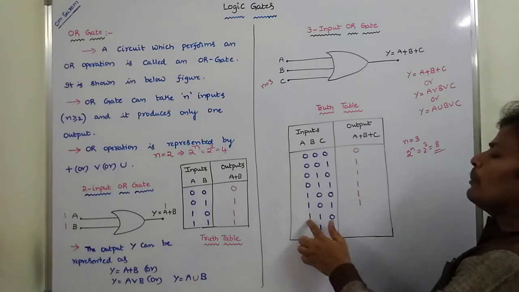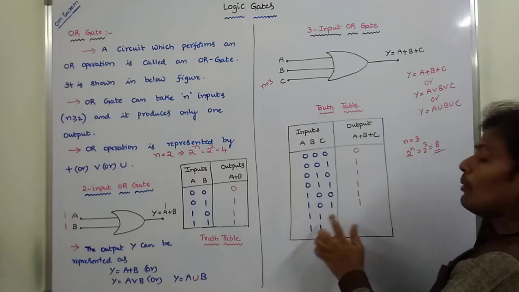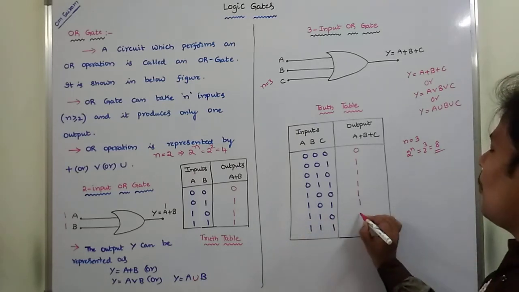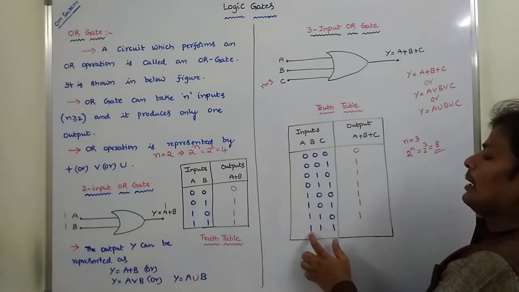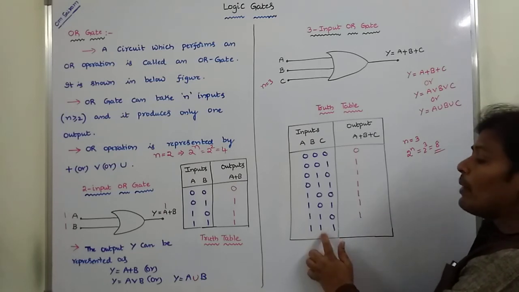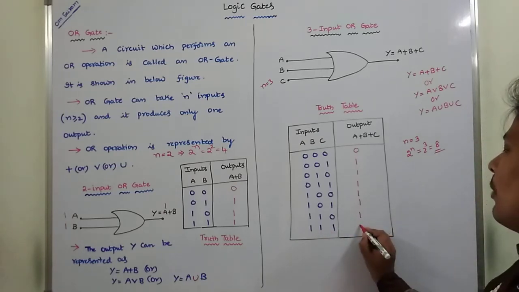Next, A value 1, B value 1, C value 0. 1 plus 1 is 1, 1 plus 0 is 1. Next, A value 1, B value 1, C value 1. 1 plus 1 is 1, 1 plus 1 is 1.